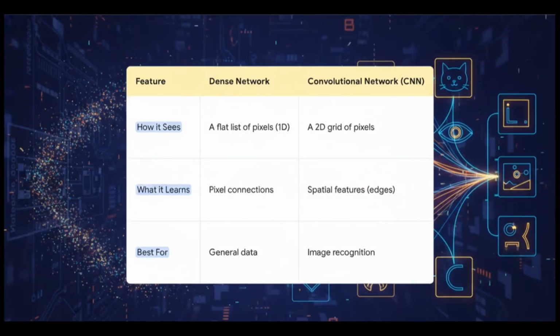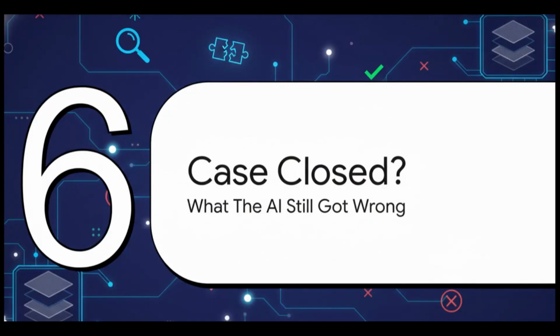Instead of a dense network that only sees a flat list of pixels, we use something called a Convolutional Neural Network, or CNN. A CNN is designed from the ground up to see an image the way we do, as a 2D grid. And this lets it learn important spatial features like edges and corners, making it unbelievably better for any kind of image recognition task. So, we've upgraded our model to a modern CNN. We've trained it up, and yeah, the results are pretty darn impressive. But the case isn't truly closed until we analyze its final inevitable mistakes.